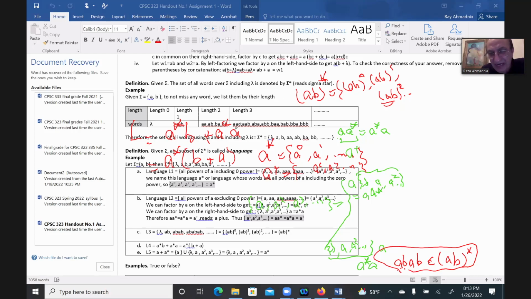Got it? That is another application of factoring. You have a language like this one. Can you simplify this one more? Yes, they have A star in common. If I factor by A star, I get this. So this is the simple form of something like this one here.